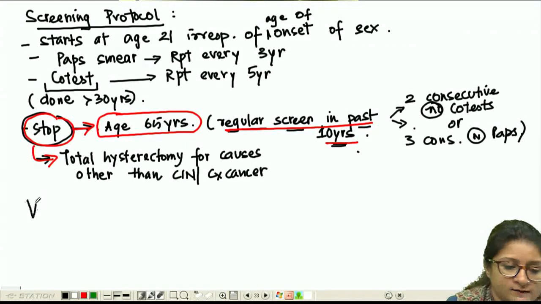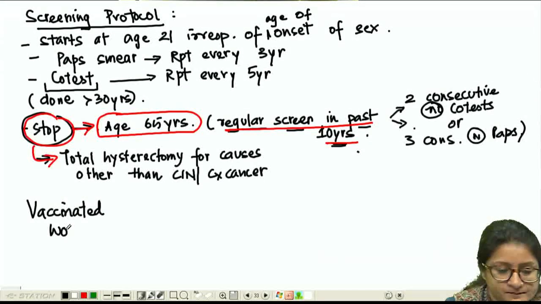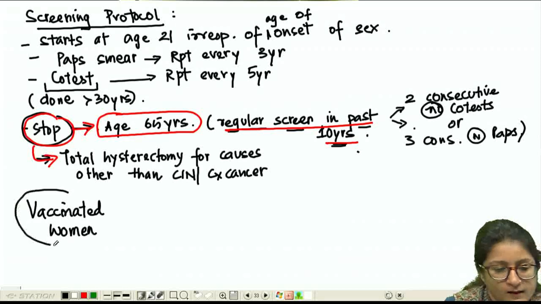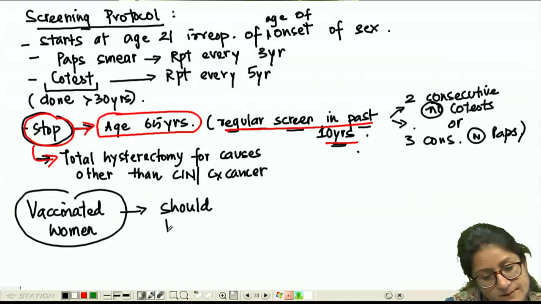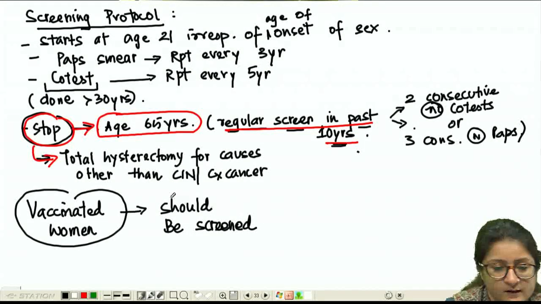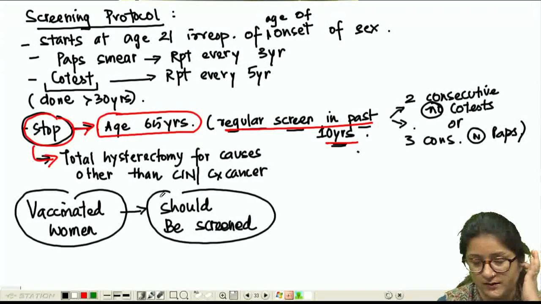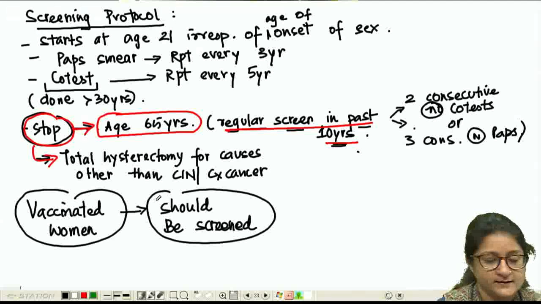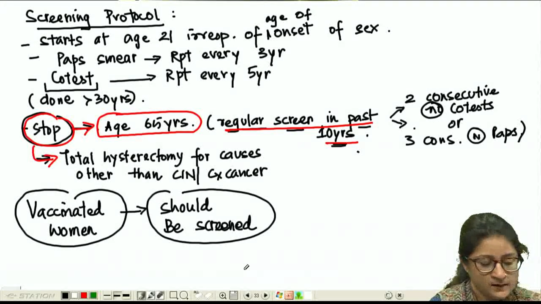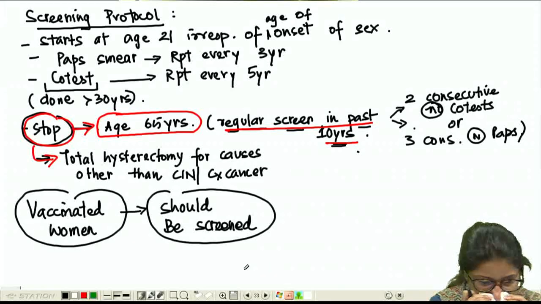Very, very important, vaccinated women, even these women should be screened. Vaccinated women should be screened. All right. Now coming to the HPV vaccination, that is again a very, very important topic. HPV vaccination is very, very important. Again, recent questions have been asked regarding HPV vaccination.